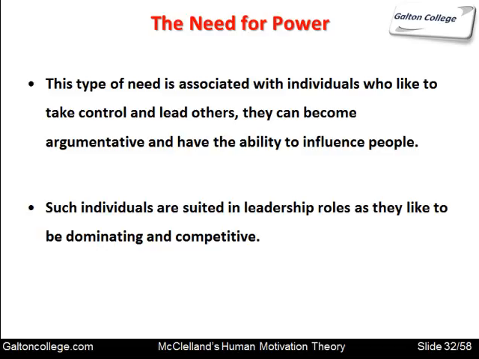However, the downside is that they may not instill a lot of motivation in the workers. The workers may not be motivated. They're not consulted, and if they are consulted, their opinions are ignored. So this type of person comes to the fore because he or she likes power. They like to control. So cooperation with the workforce and collaboration with the workforce is not a part of this need.